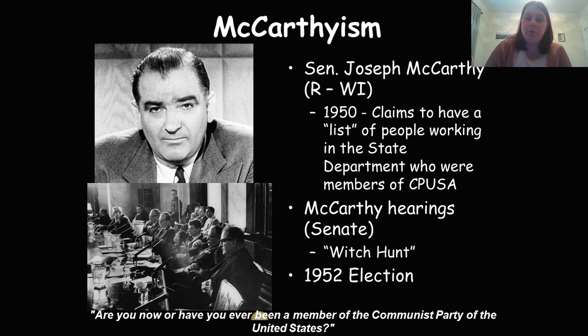In 1950, he's giving a speech. He claims that he has a list of people who are in the State Department who are this acronym right here, CPUSA, that stands for the Communist Party of the U.S. So a list of known communists who are working in our State Department. That's not really true, but he's going to ride that claim into a series of Senate hearings that he kind of headlines or capitalizes on.